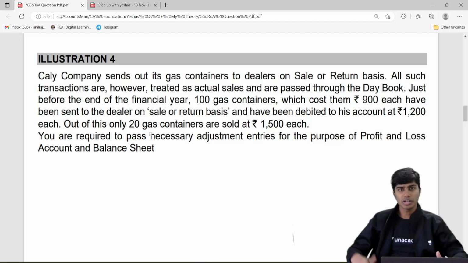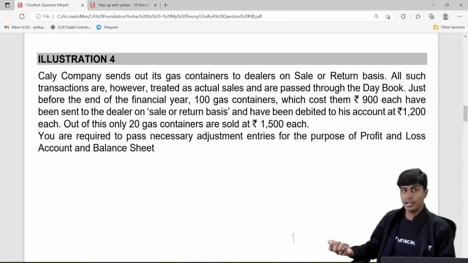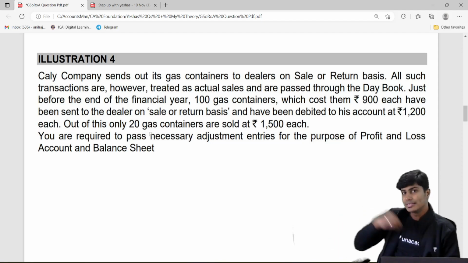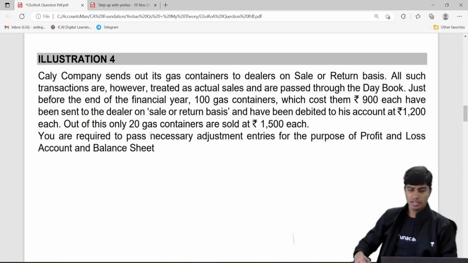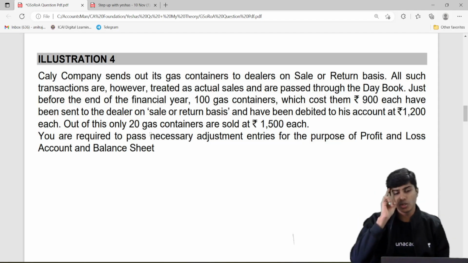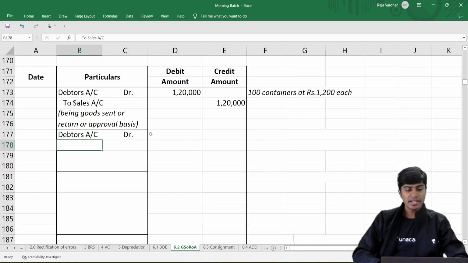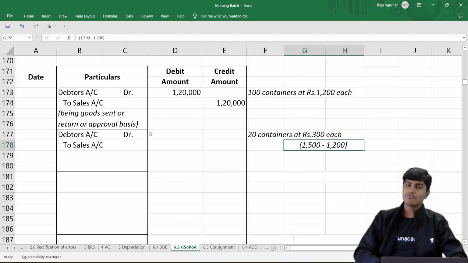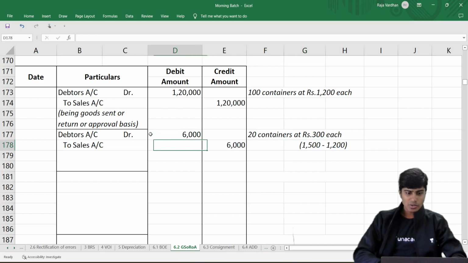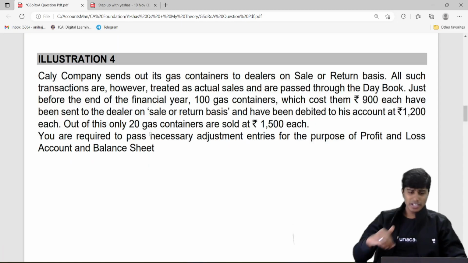If it is accepted at higher rate, we would have to write the journal entry for the differential amount. How much is the differential amount here? Previously we recorded the sales at 1200. Now we need to record it at 1500. So already 1200 is recorded. The differential or increase in the sale value of rupees 300 has to be now accounted, 300 per container into 100 containers. Let us do the same now. So I will write debtors account debit to sales account for 20 containers which is accepted, into 300 each. That is 6000. This is being goods accepted at higher price.